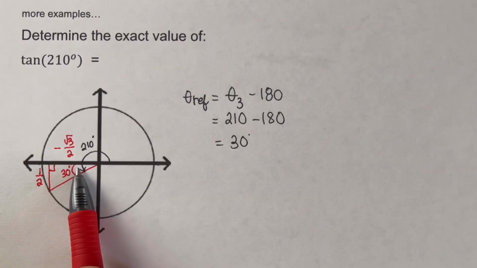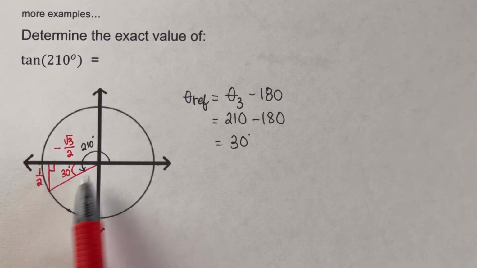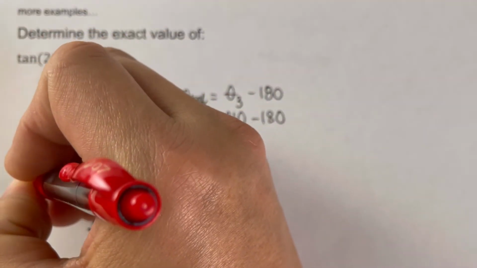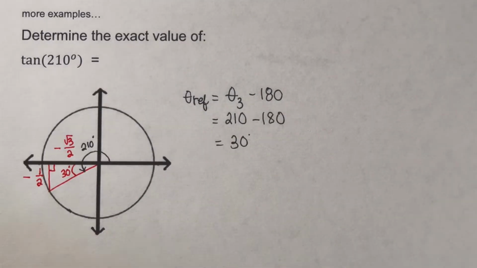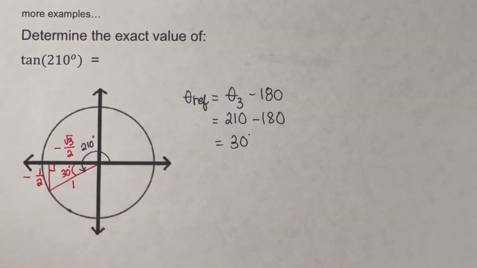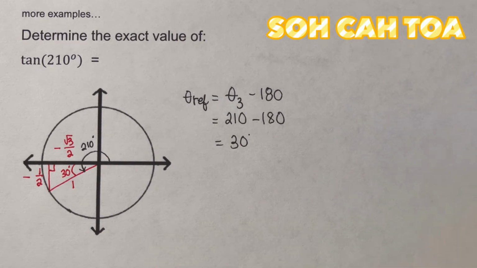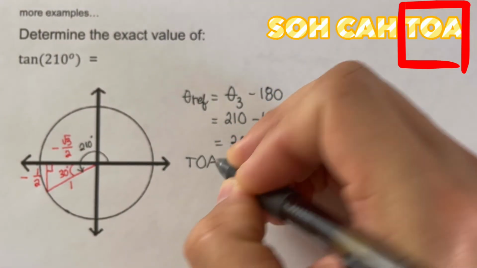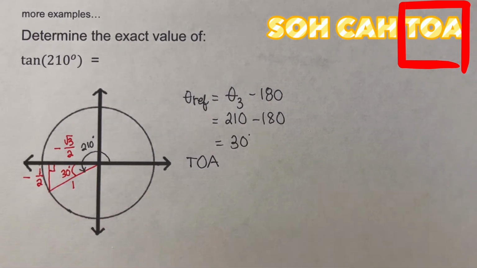while the line across from 30, which is parallel to the negative y-axis, would be negative 1/2. So then our hypotenuse here, since this is a unit circle, is 1. So we are supposed to determine tangent 210. So we're going to use the acronym SOHCAHTOA. So we're going to use the TOA. TOA means tangent equals opposite over adjacent.